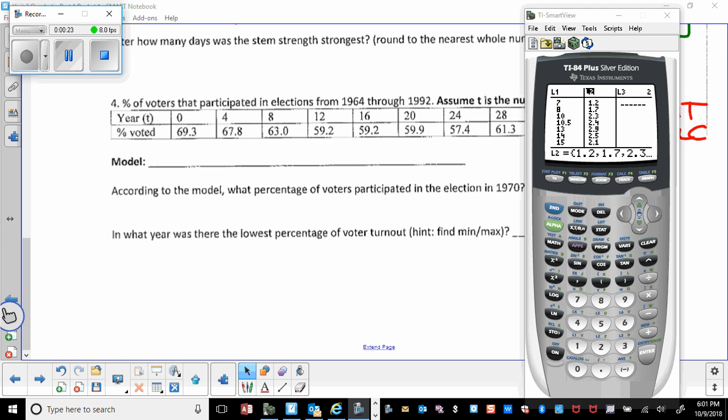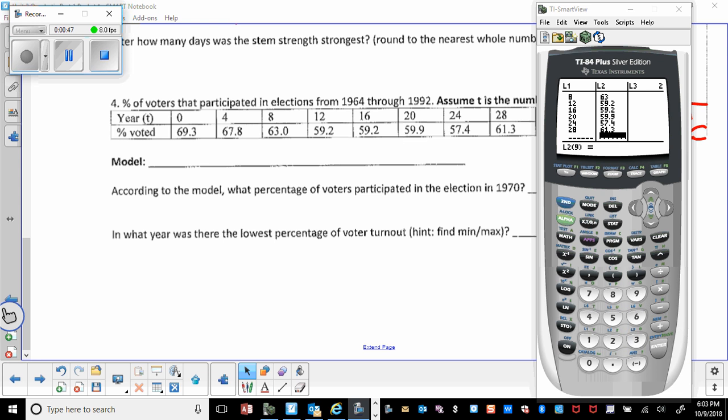All right, I have this old data, so if you remember, if you go up to the L2 and hit clear and then go down, it will disappear. Go over up to L1, hit clear, and down, then it will disappear. Make sure you're putting your data in L1 and L2. So now just enter in the year and percent voted. Okay, so the data is in there.